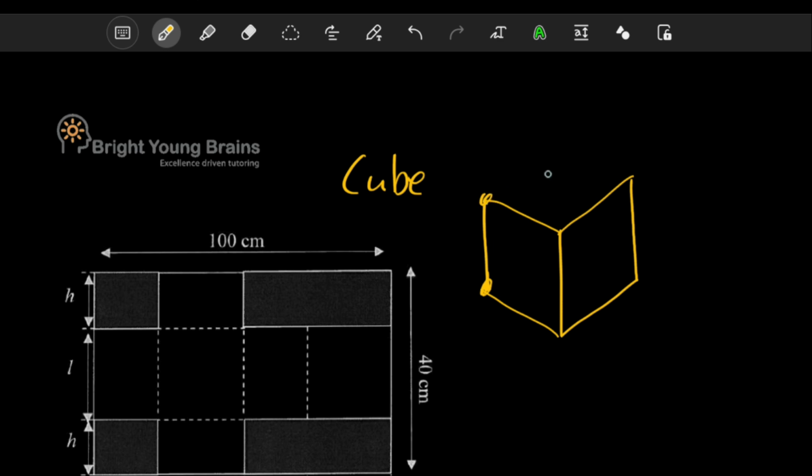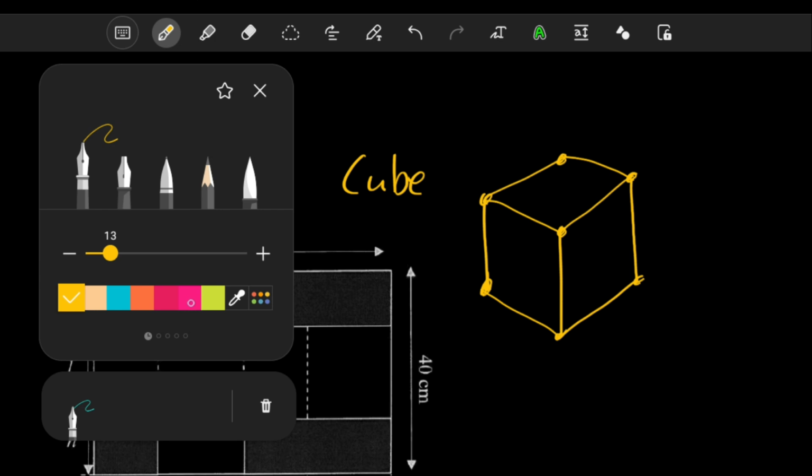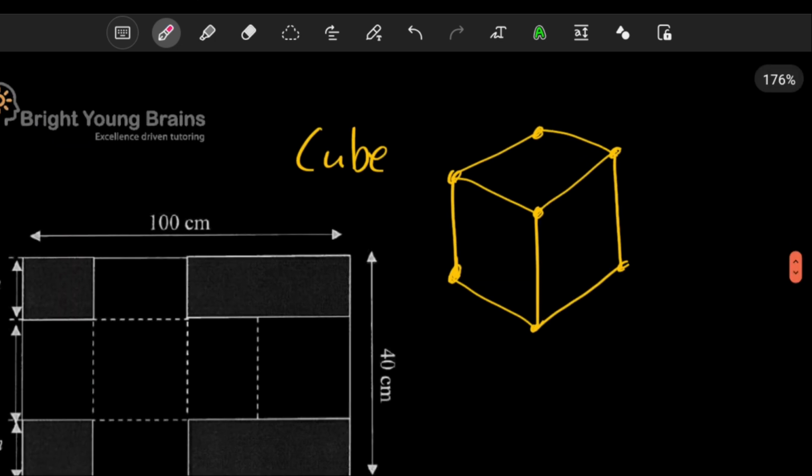Just draw this cube here. Try and make sure that everything is lined up there. This cube. What makes this a cube is if all the sides are equal: the height, the length, and the breadth. You see, this is what makes this a cube.